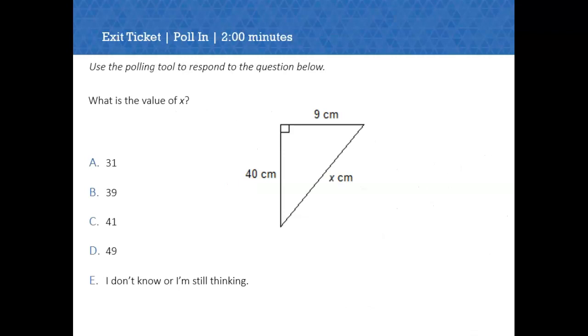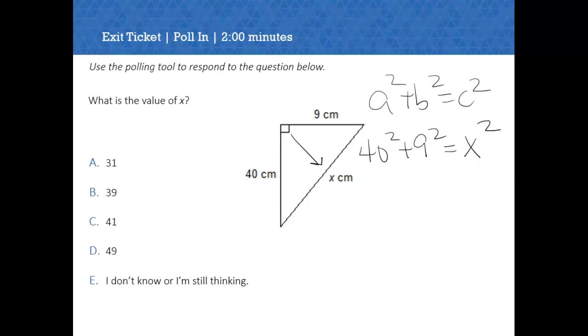So let's take a look at this one. We see it's a right triangle, so we know we can use a squared plus b squared equals c squared. A and b don't matter which order, but c does. C is across from the right angle. So this time we have 40 squared plus 9 squared equals x squared. 40 squared is 1600. 9 squared is 81. So we have 1681 equals x squared.